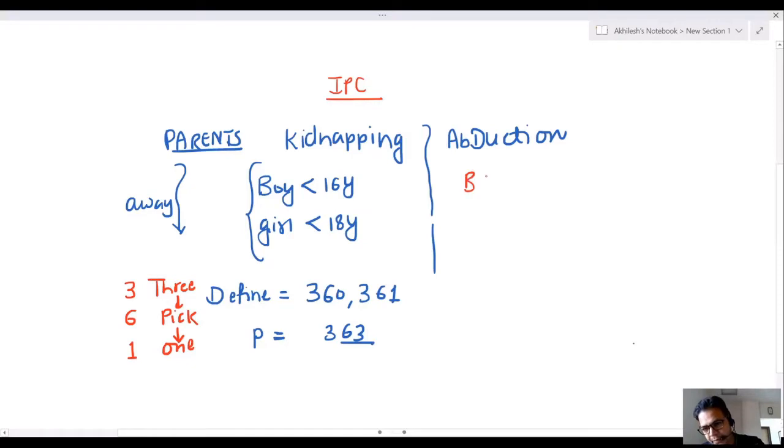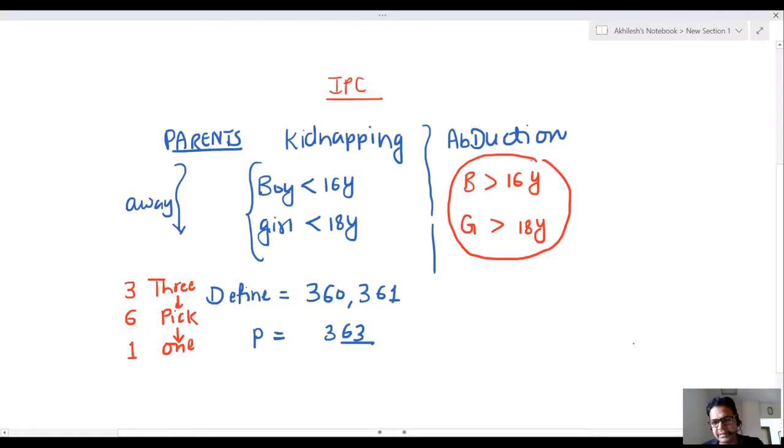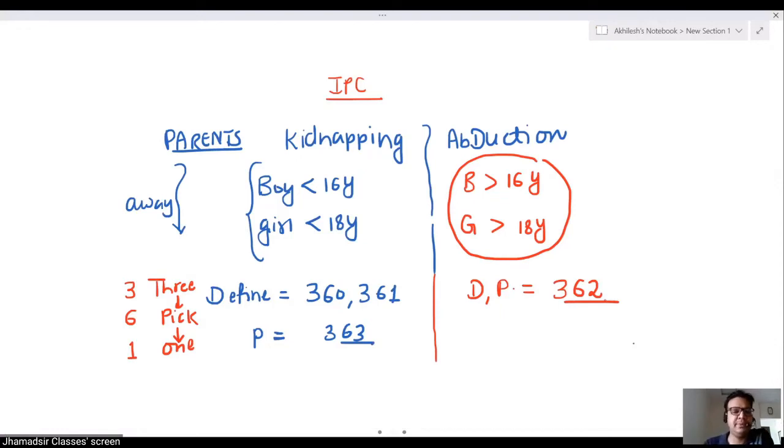But sir, if the boy is above 16 years of age and a girl is above 18 years of age, and you confine them in any place like this, this is known as abduction. Abduction definition and punishment all come under 362 IPC.